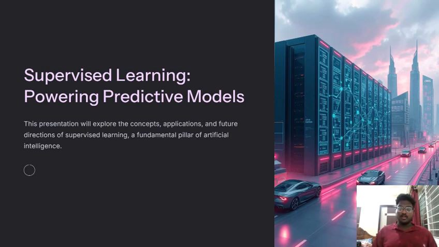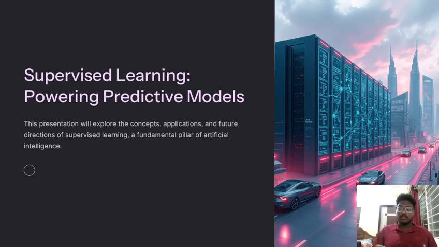Today, I'll briefly introduce the concept of supervised learning. Supervised learning is a type of machine learning where the model is trained on labeled data. In this process, the algorithm learns from input-output pairs, using the known outputs to predict the outcomes for new, unseen data. The goal is to learn a mapping from inputs to outputs so the model can make accurate predictions.